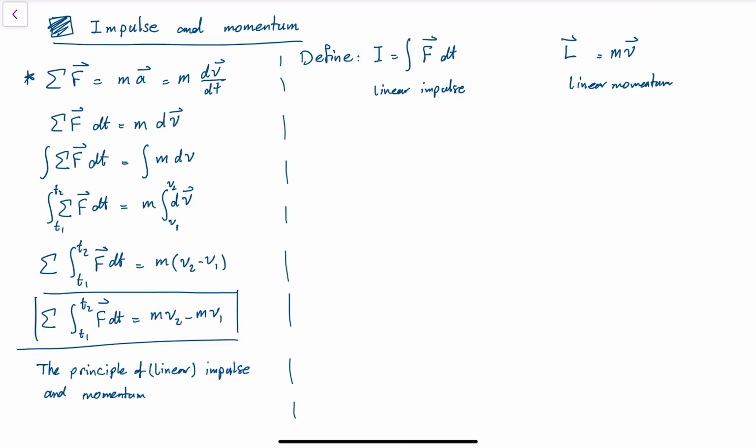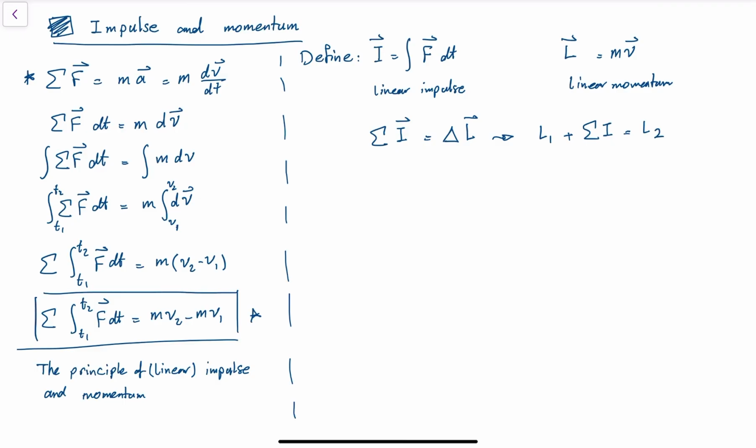And notice that this is also a vector. If I want to write the same thing with this new notation, I have the sum of all impulses equals change in L, change in linear momentum. Or another way I can write it is L1 plus the sum of all impulses acting on a particle equals L2.